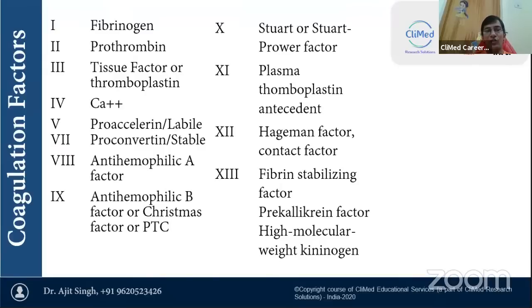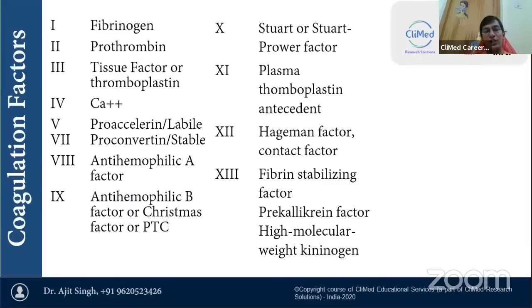Now factor 7, which is activated by factor 3, or tissue factor. Factor 7 is proconvertin, or stable factor. Proconvertin, because it is the first factor converted by the tissue factor, or factor 3, secreted from the injured site, right? Then we come to factor 8. Factor 8 is anti-hemophilic A factor, which does not take much part in the coagulation cascade in plaque formation; it matters in hemophilic patients.